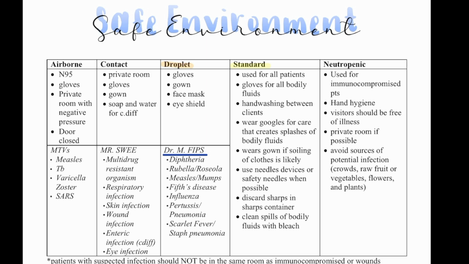But for the purpose of this, it's your rubella, diphtheria, measles, mumps, Phipps disease, influenza, pertussis. Influenza is a big one. They might ask you what type of precautions you need for influenza or pneumonia, because those are really common. We want to remember that for droplet, we're wearing gloves, gown, face mask, and eye shield. Again, because we're worried about those droplets getting in our face and eyes, and we always wear gloves. That's our standard precautions. So that is our droplet.